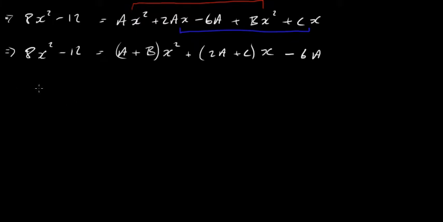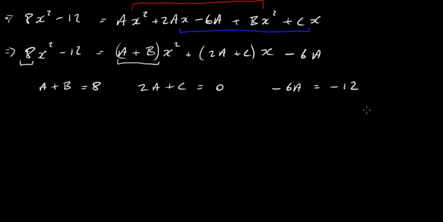So what I can write down here is that a plus b must be equal to 8. This here must be equal to this 8 here. That's what I want anyway. This 2a plus c must be equal to 0 because I have a 0x in here which I haven't written in. And then this minus 6a here must be equal to this minus 12. That's what I want. I want this minus 6a to be equal to that minus 12.